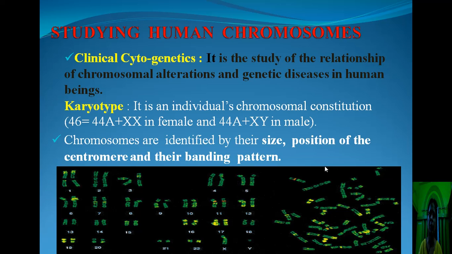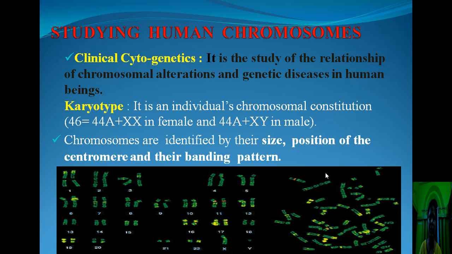Studying of human chromosomes. First, we come to clinical cytogenetics. Clinical cytogenetics is the study of the relationship of chromosomal alterations in genetic diseases in human beings. Next, we come to karyotype. What is karyotype? Karyotype is an individual's chromosomal constitution, that is 46 in case of male and 46 in case of female.